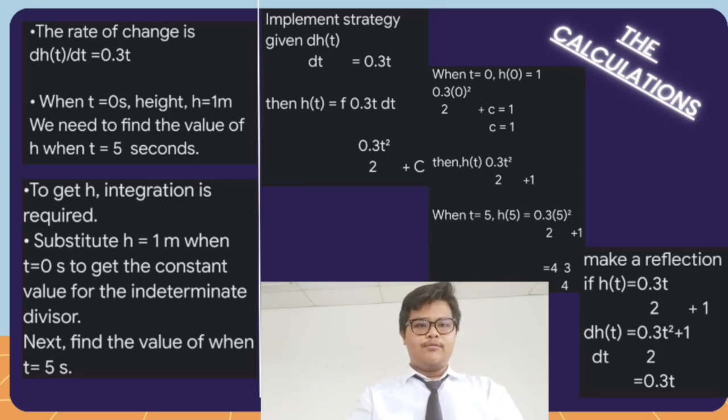When t equals 5, H(5) equals 0.3 times 5 power of 2 over 2 plus 1, which equals 4.75. Make a reflection. If H(t) equals 0.3t power of 2 over 2 plus 1, then dH/dt equals 0.3t.